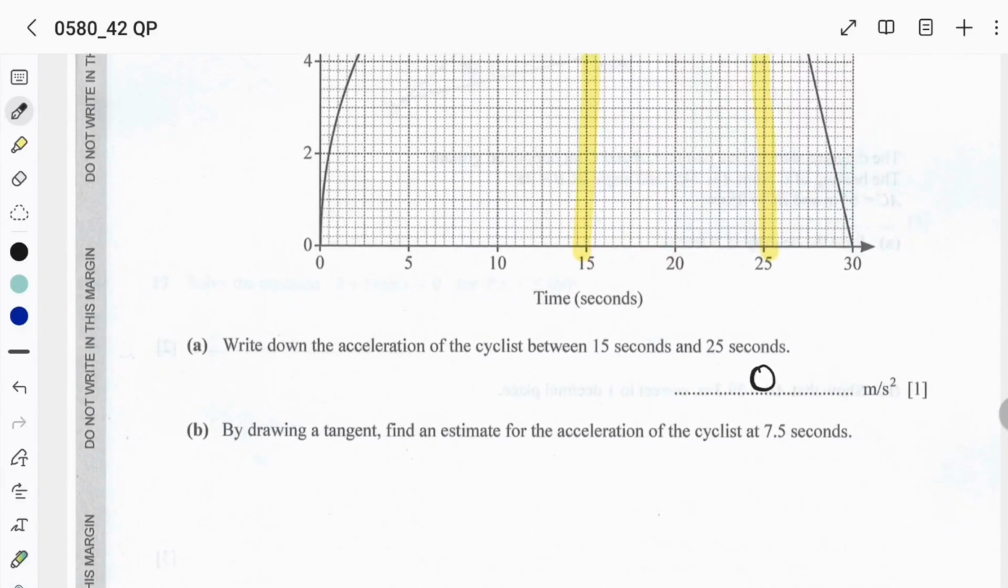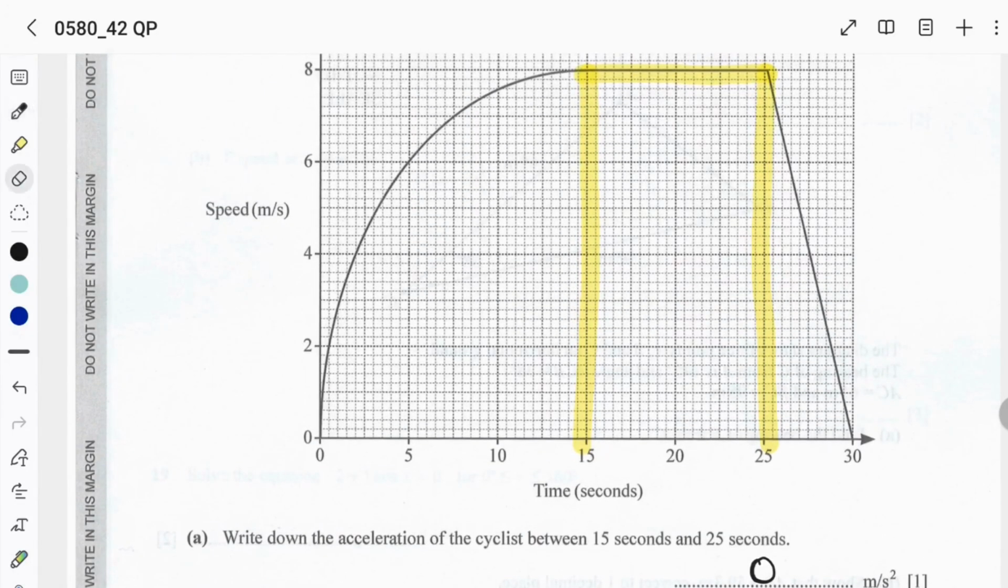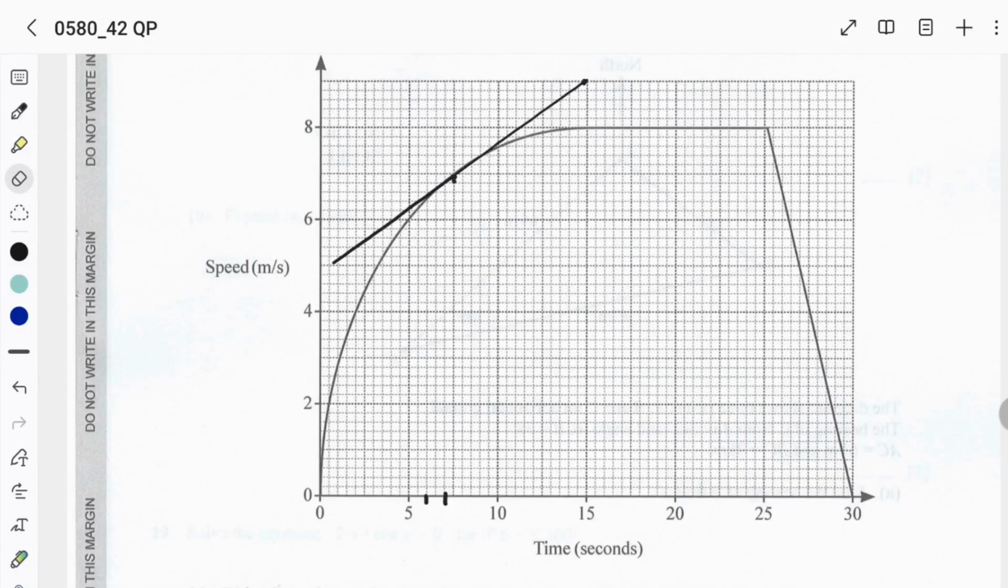Now, by drawing a tangent, find an estimate for the acceleration of the cyclist at 7.5 seconds. So we'll make a tangent at 7.5 seconds. Let's draw the tangent at 7.5. Okay, and here take two coordinates. It's 7.5 here in the middle. At this point we draw the tangent. After drawing the tangent, find two coordinates.